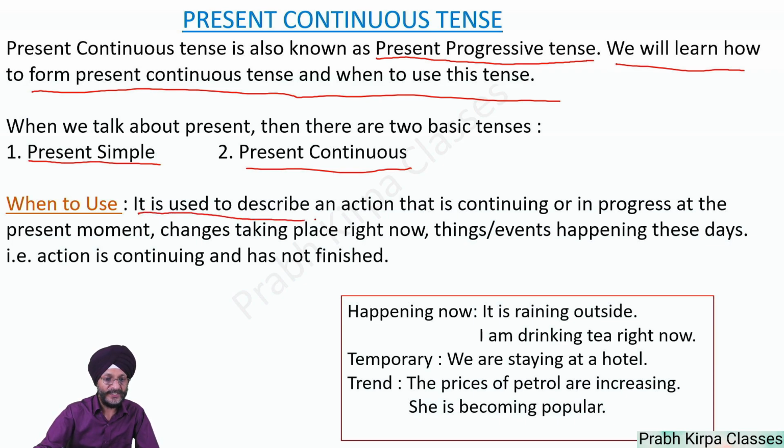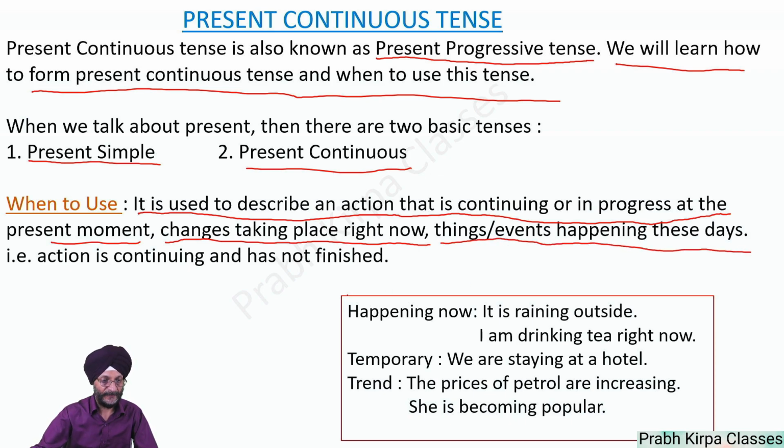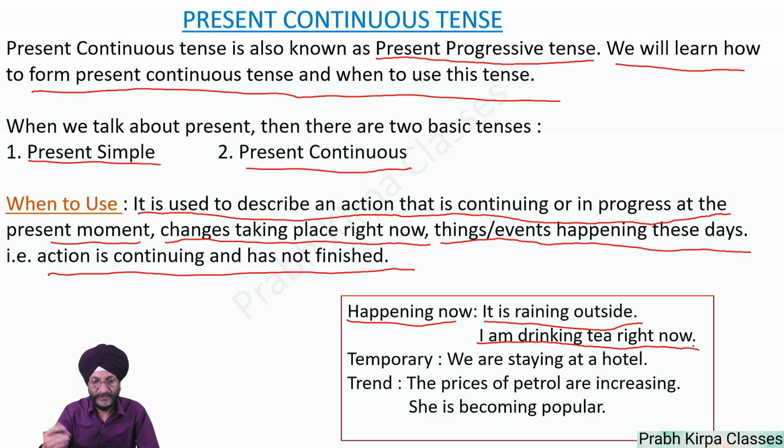It is used to describe an action that is continuing or in progress at the present moment, or changes taking place right now, things, events happening these days. That is, the action is continuing and has not finished. So we will see examples of each of these. Happening now: It is raining outside. I am drinking tea right now. These are the happenings which are happening now.